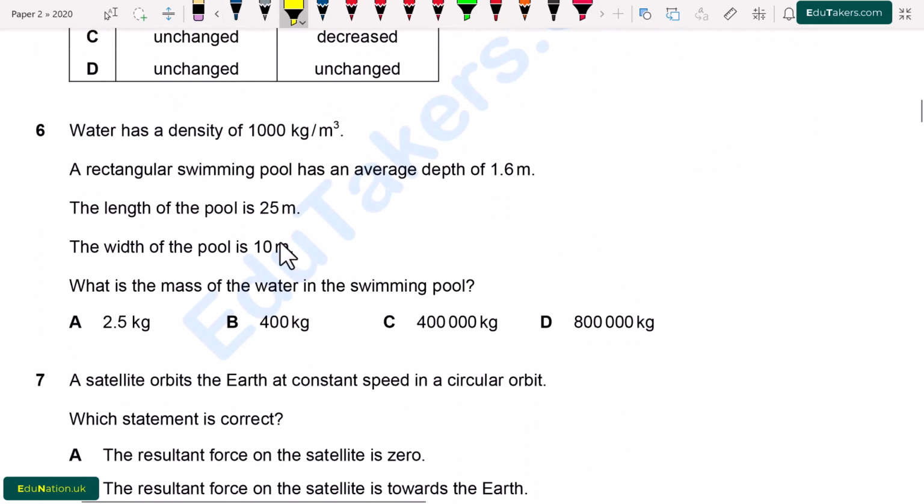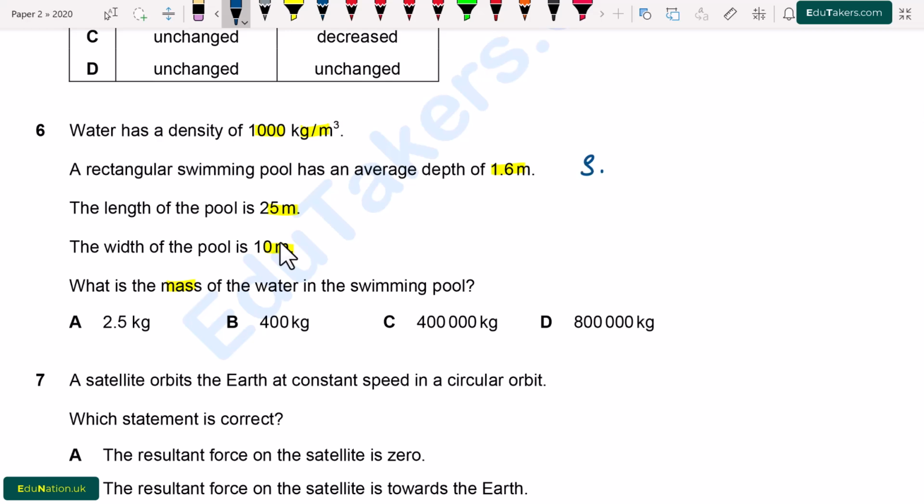Question number 6. Water has a density of 1000 kg per meter cube. A rectangular swimming pool has an average depth of 1.6 meter. The length of the pool is 25 meter. The width of the pool is 10 meter. What is the mass of the water in the swimming pool? So here we have to find out the mass of water.